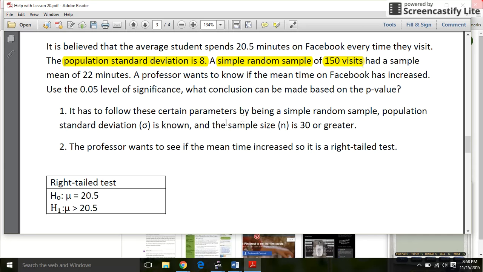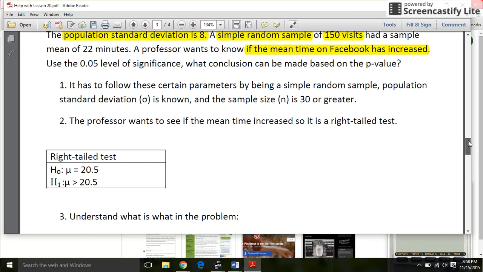Let me see what kind of direction it's going to be. Well, I have here that the professor wants to know if the mean time has increased. So that means it's going to be a greater than, because if I want to see if something's increased, it's going to be greater than it. It's going to increase over something else.